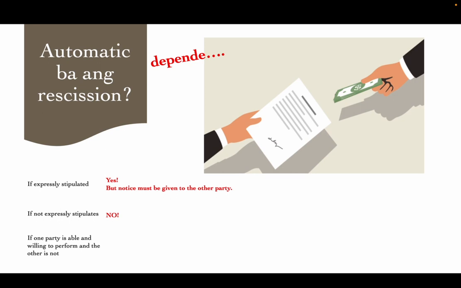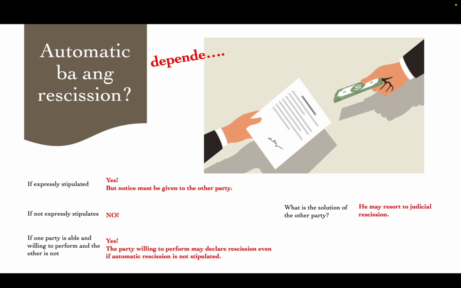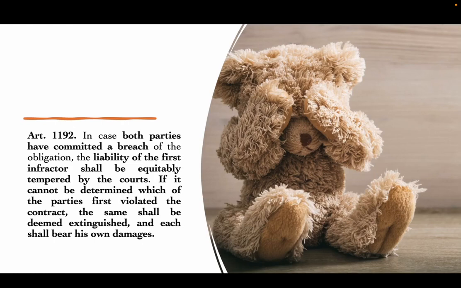Now, if one party is able and willing to perform and the other is not, kung si A willing mo perform, si B dili willing, unsay solusyon? Automatic ba ang rescission? Yes. The party willing to perform may declare rescission even if automatic rescission is not stipulated. Now, unsa man ang solusyon sa other party? Nagdemand si A kang B, huy, ambi na ng kotse, pero si B dili man makahatag unsa may solusyon ni B anang butanga. He may resort to judicial rescission, meaning mag-file ka sa court for rescission.